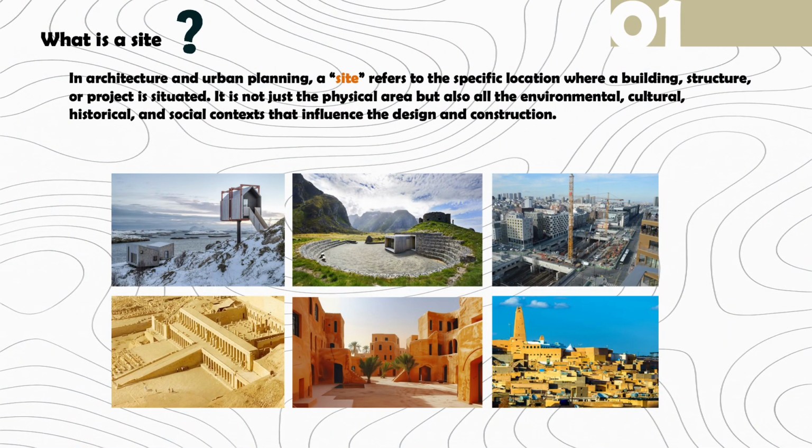The first chapter introduces the concept of site, which refers to the specific location where a building, structure, or project is situated. It is not just the physical area, but also all the environmental, cultural, historical, and social contexts that influence the design and construction.